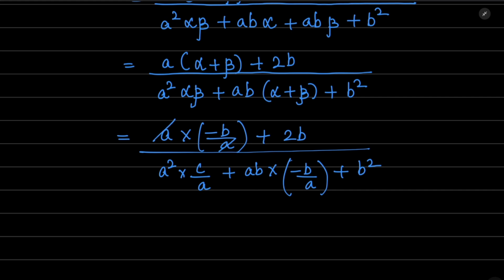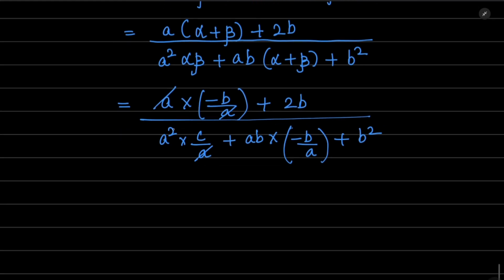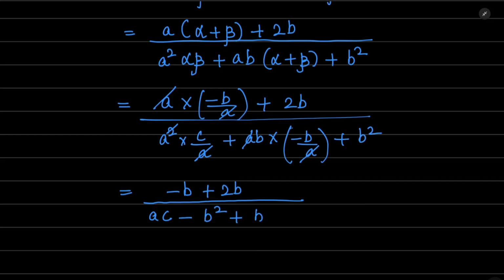So a gets cancelled in the numerator. Again, the denominator a square and a here also. Whatever gets cancelled, you can do that. And what is left in the numerator is minus b plus 2b, whole divided by, in the denominator you will have the first term is ac minus b square plus b square. This is what remains. Minus b square plus b square gets cancelled. What is 2b minus b? It is just b. B divided by, in the denominator you have AC. So this is your final answer.